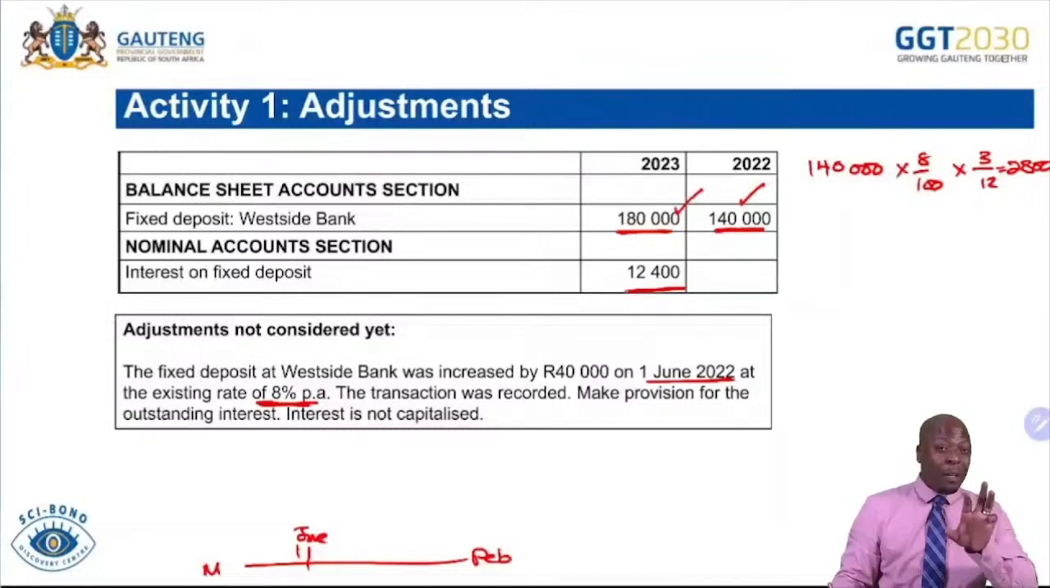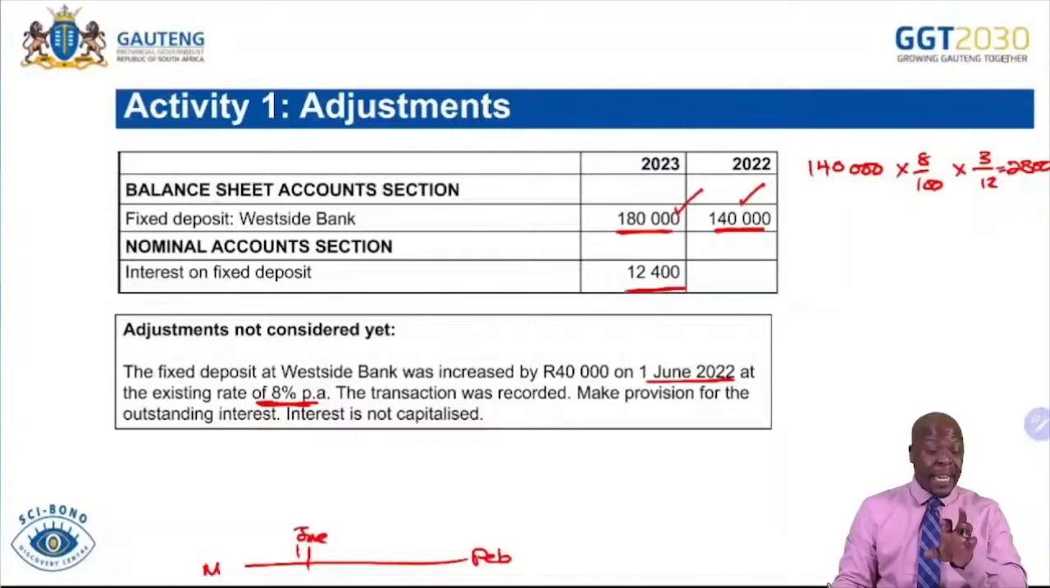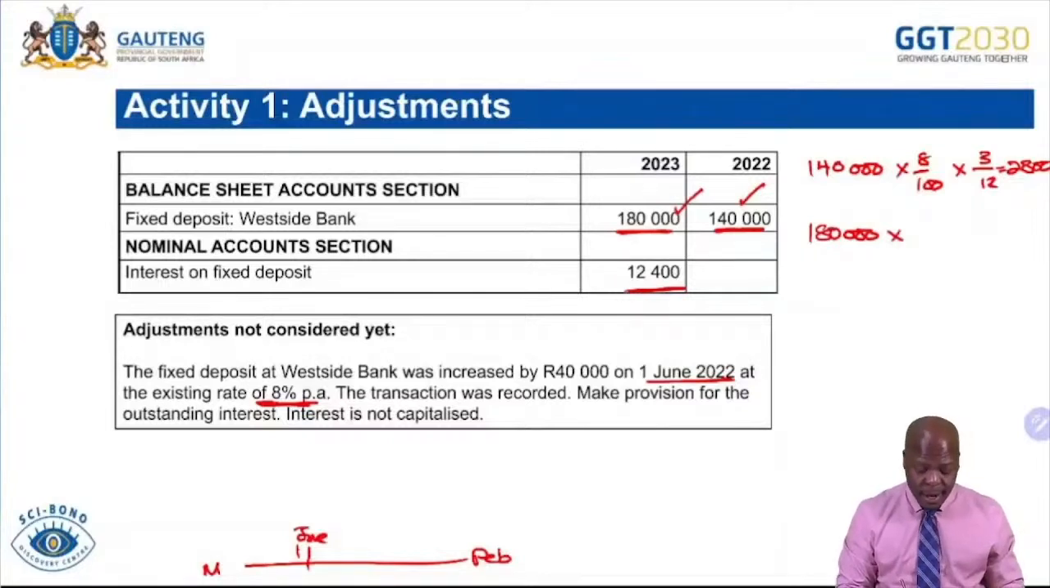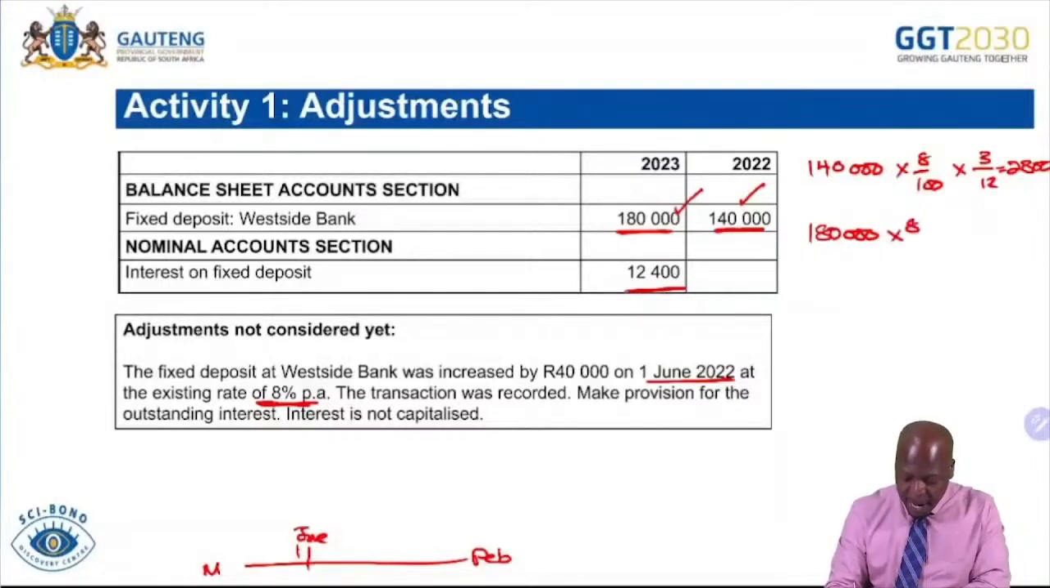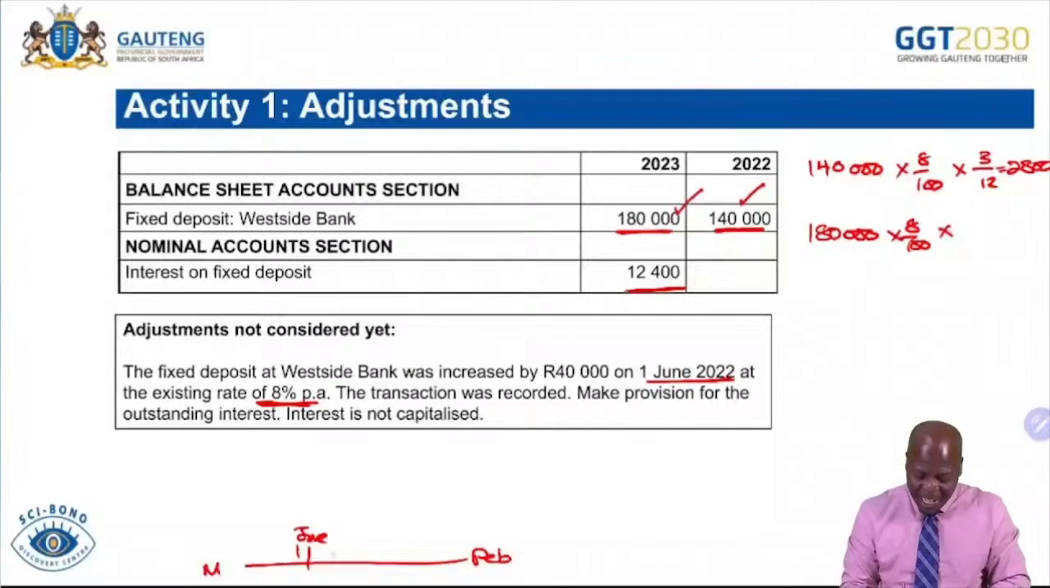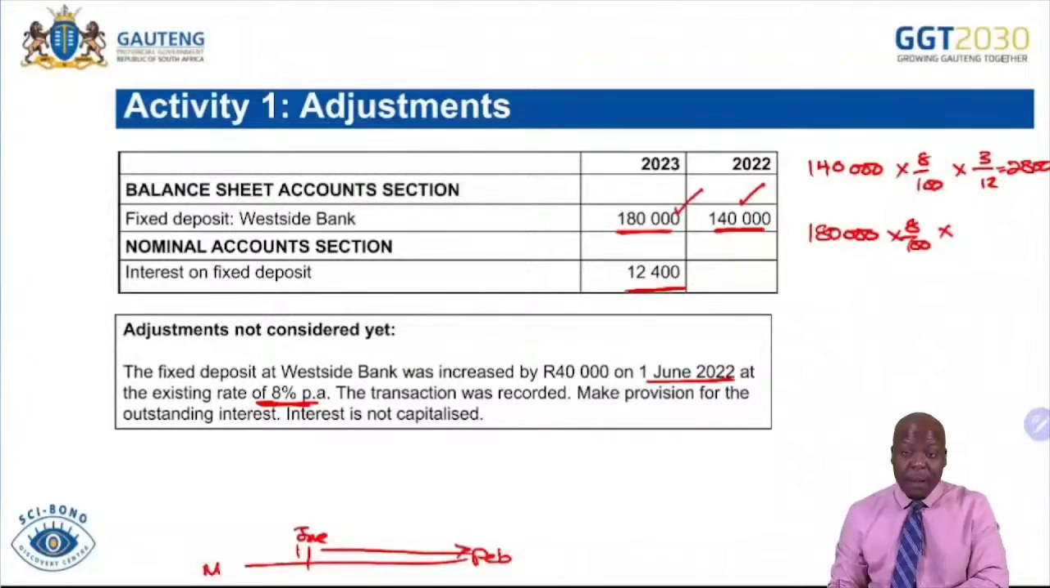So now we know we have 140, which is what we had at the beginning for the first 3 months. And then it increased to how much? To 180. All right, so I now come here and I'm going to have 180,000. Are you still following? Remember, they say the interest rate remained constant, the existing rate of 8%. So I'm going to say multiply by 8 over 100, times how many months now? Times 9. Remember, it has to be 12. So the 9 is from the 1st of June until the 28th of February. So it's going to be times 9 over 12.